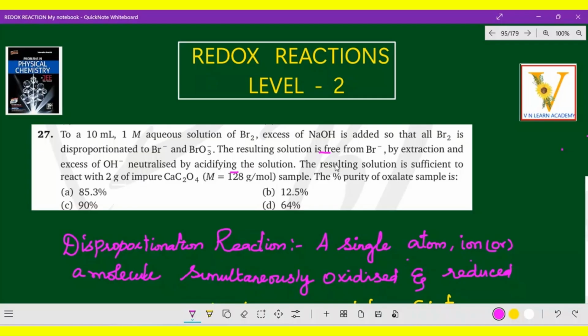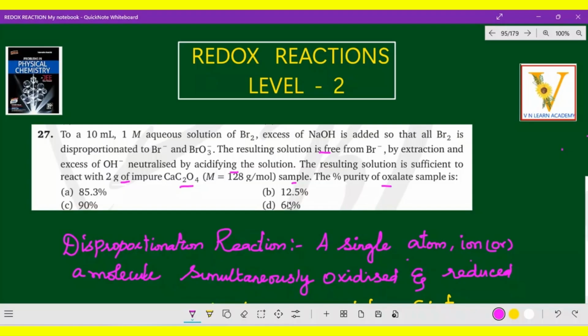On acidifying the solution, the resulting solution is sufficient to react with 2 gram of impure calcium oxalate sample, molar mass 128 gram per mole. We have to identify the percentage purity of the oxalate sample. Right now, first and foremost, here we have to note two things. First point, it is a disproportionation reaction, and second, it involves acidic medium as well as basic medium. Finally, we have to identify the percentage purity of the oxalate sample, right?